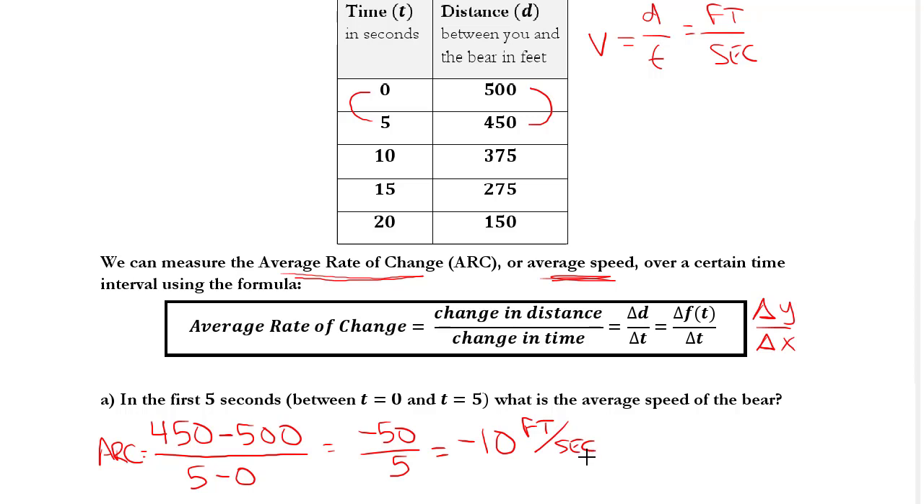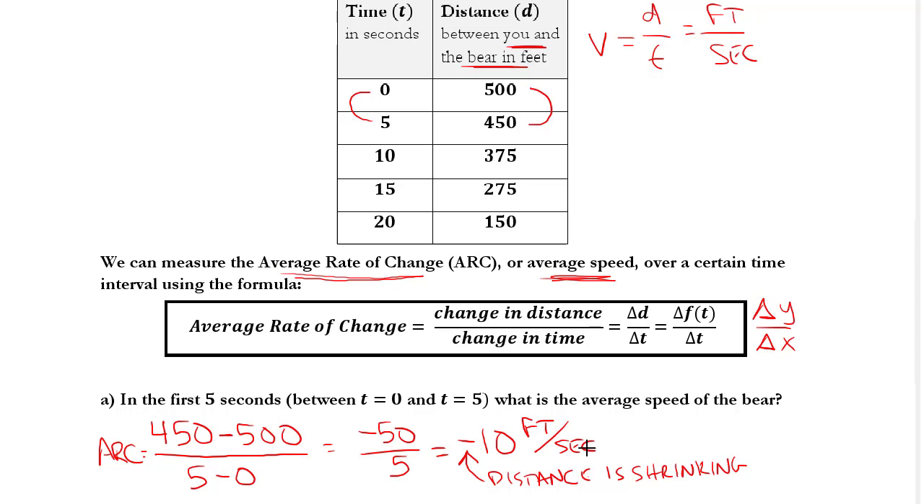So wait a minute. Speed, right? We're talking about the difference between speed and velocity. So speed shouldn't be about negatives and positives. It should just be how fast they're going. So this is actually more accurately velocity. The negative right here is telling you that the distance between you and the bear is getting smaller. So the distance is shrinking, which means the bear is running towards you. Okay, so that's how we can interpret that negative. And he's running towards you on average at a speed of 10 feet per second.